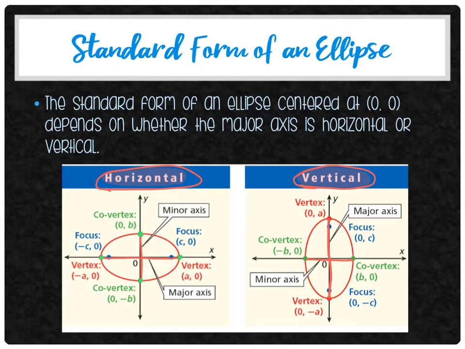And then we have something called the foci, or focus for an individual one, and that lies along the major axis inside the ellipse. So if I look at the vertical one, here's my vertex and my other vertex. Here's my co-vertex and co-vertex. And then my focus is on the major axis inside my oval.